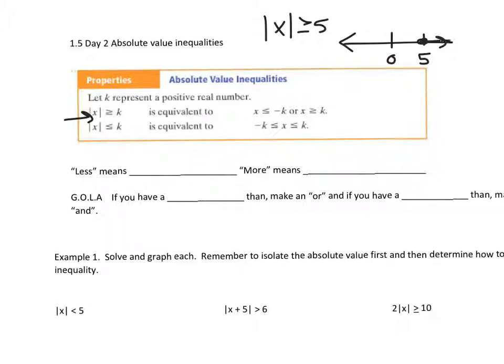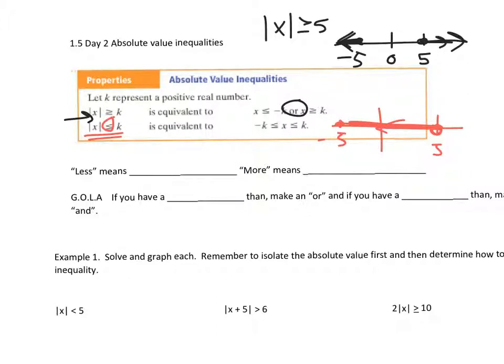these numbers to the right of 5 have a distance that's greater than 5, and these numbers that are less than or equal to negative 5 also have a distance that's greater than or equal to 5. So that's going to be an OR situation. If you have a greater than, it means OR. Similarly, if the distance is less than 5, numbers that are this way to 5 and numbers that are at least negative 5 are going to be your solution.